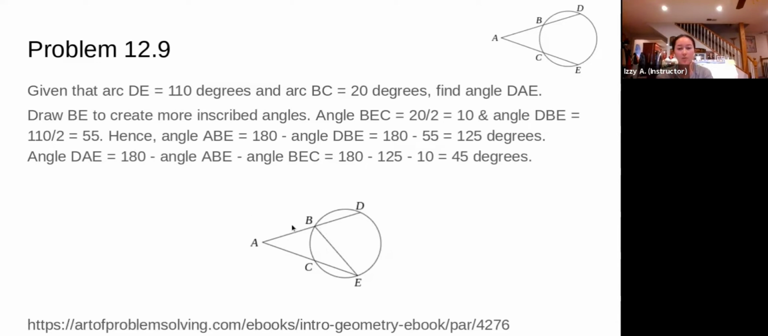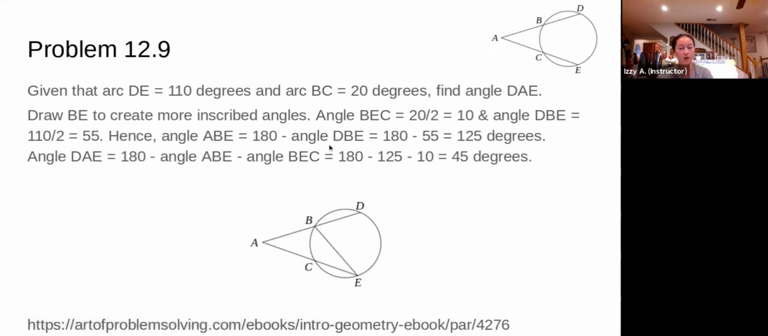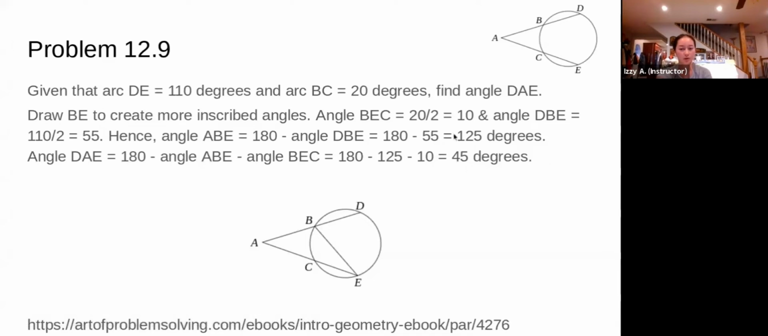Hence, angle ABE would be equal to 180 minus angle DBE, which would be 180 minus 55, and that would equal 125 degrees. At the same time, angle DAE would be equal to 180 minus angle ABE minus angle BEC. That would be equal to 180 minus 125 minus 10, which would be 45 degrees. And that would be our final answer.